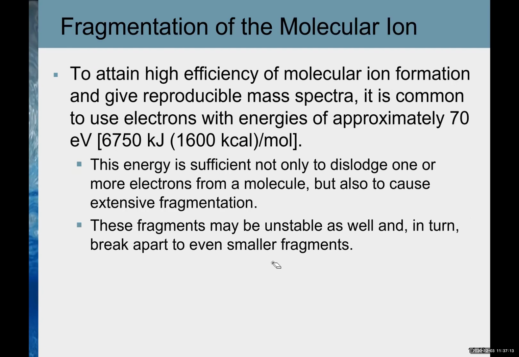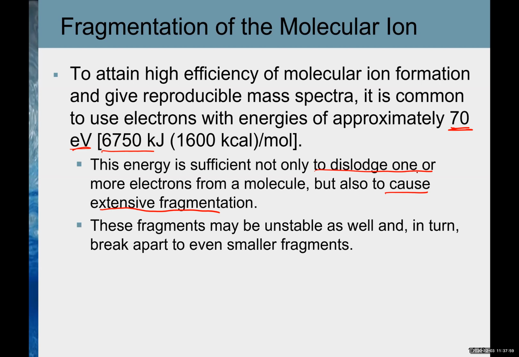In the beginning of this discussion, we learned that in electron ionization, the energy is about 70 electron volts, which is pretty high, almost like 7,000 kilojoules. And the energy of most sigma bonds, even the strongest sigma bond, is only about 1,500 kilojoules or somewhere around that. So this 70 electron volts is enough energy not only to dislodge one or more electrons, but it also causes extensive fragmentation. So it breaks down the molecule.